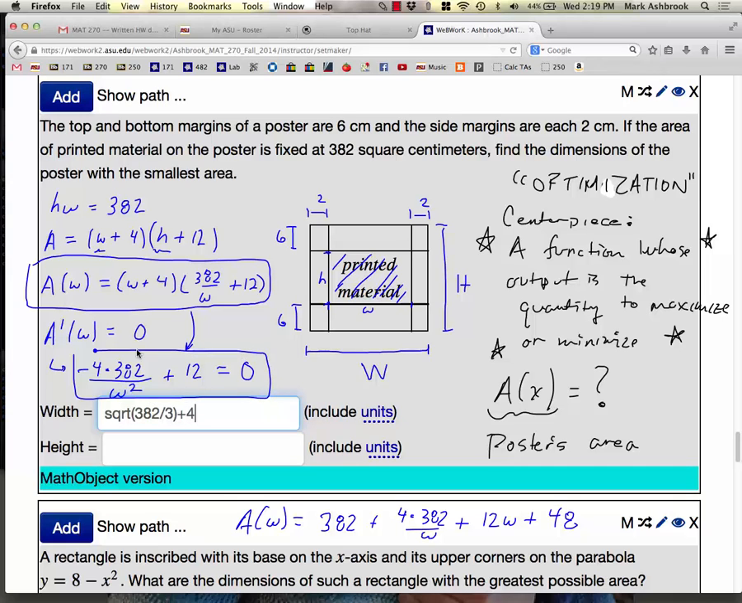So the hard part's over. We're just trying to find the value of W that makes the first derivative 0. So now it's just arithmetic. You just got to know your algebra, how to solve this for W.